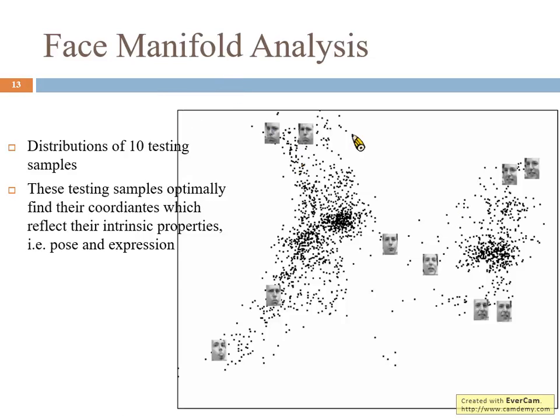And this figure shows the 10 testing samples. Some of them are at the top part, and some of them are at the bottom part. Some of them are open mouth, and some of them are closed mouth. These test samples optimally find their coordinates, which reflect their intrinsic properties, like different pose and expression.